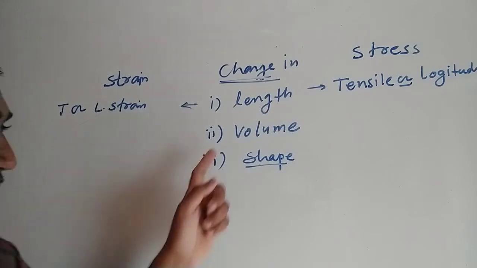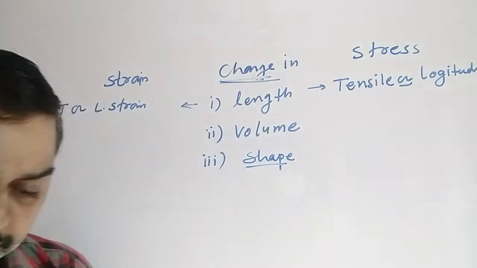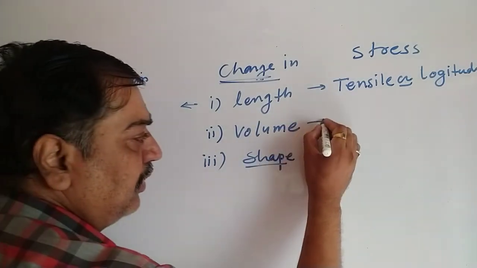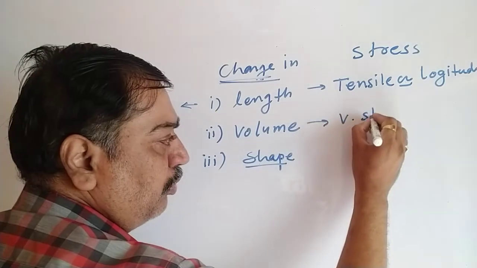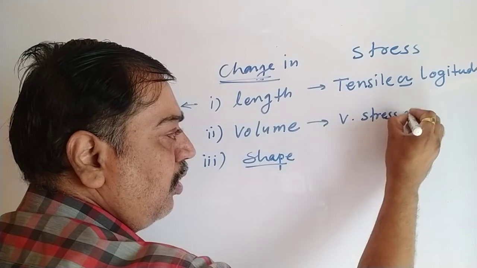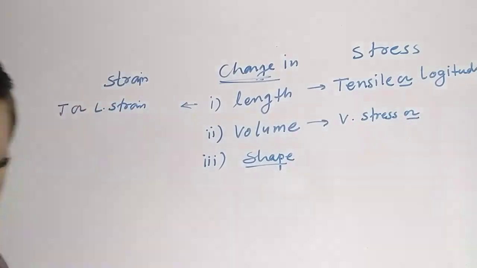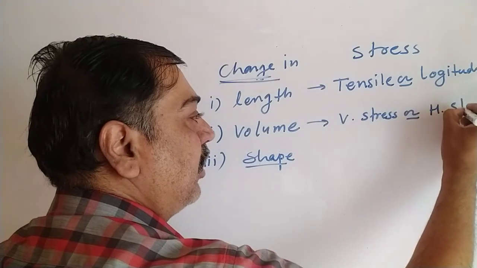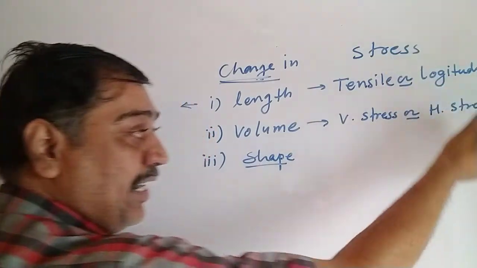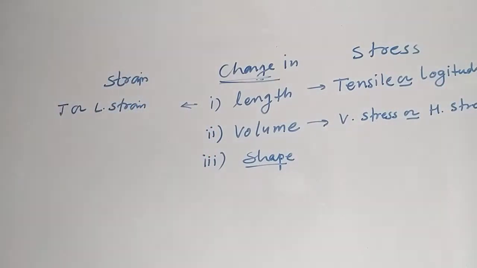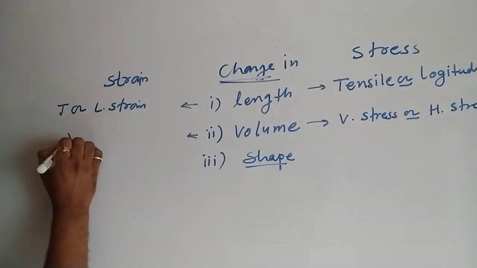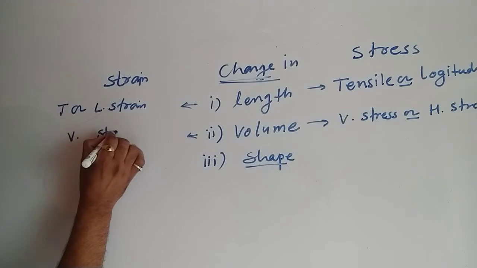Apart from this, whenever there is a change in volume, it is said to be volume stress. In this case, it is said to be volume stress. Or in your book, they have mentioned it as hydraulic stress. It is said to be hydraulic stress in case of stress. In case of strain, it is said to be simply the volume strain.